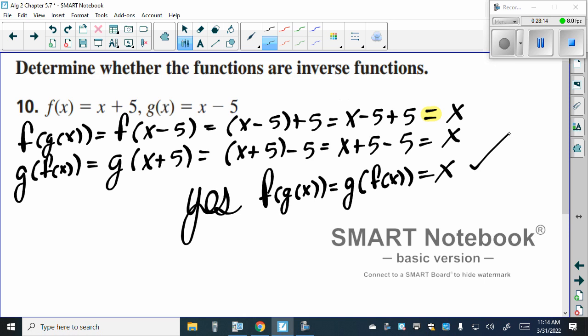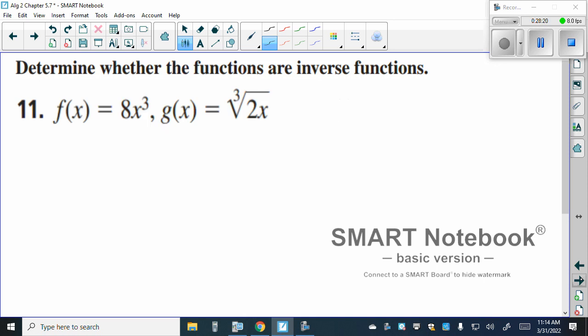Any questions on this here before we look at the last one? Last problem of the day. Determine whether f of x equals 8x cubed and g of x equals the cubed root of 2x are inverses. Which one do we want to look at first? F of g of x or g of f of x? Doesn't matter. F of g of x.